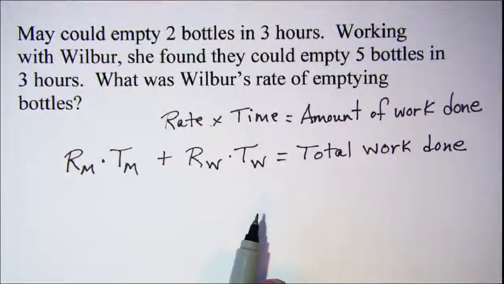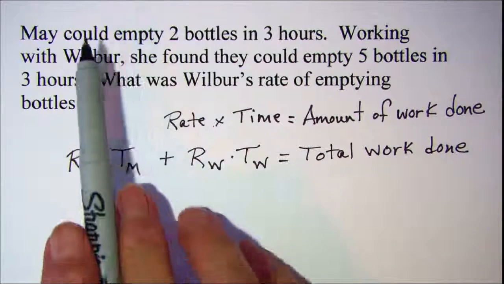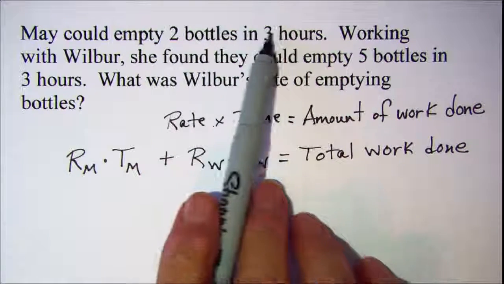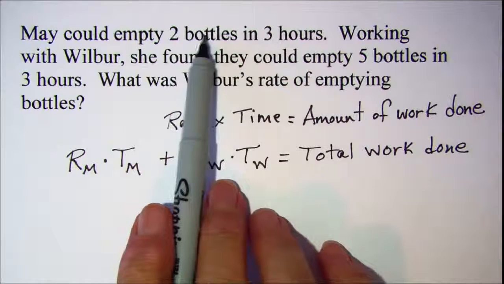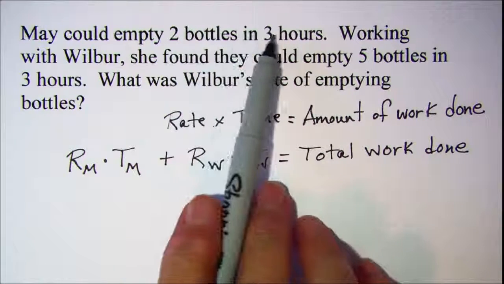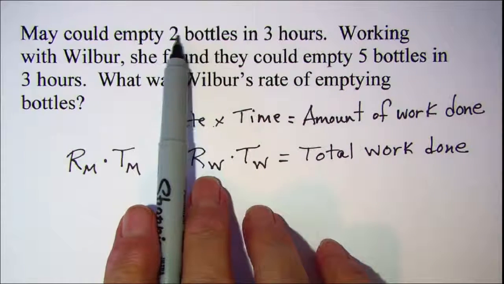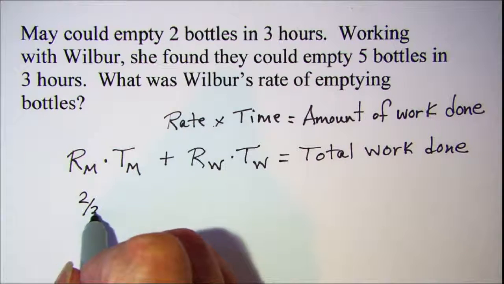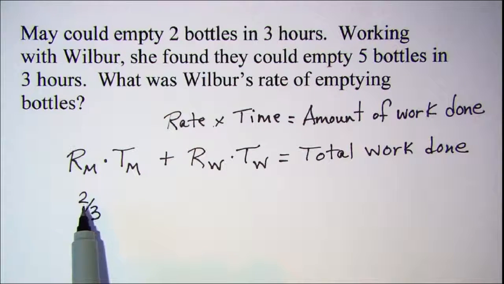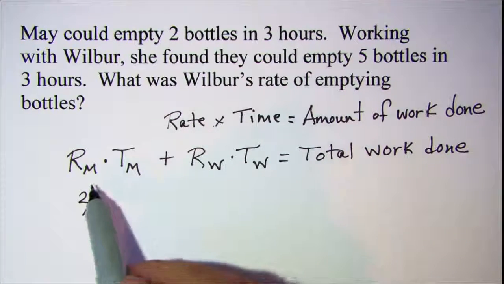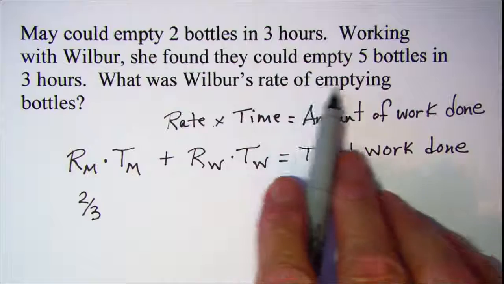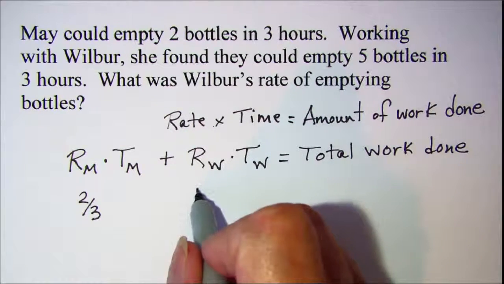Now let's read our problem again and fill in what we can. May could empty 2 bottles in 3 hours. This is May's rate. Rate of working is usually some amount of work done per unit of time. So she can empty 2 bottles in 3 hours. We would write her rate then as 2 over 3. So 2 bottles in 3 hours, or we could say 2/3 of a bottle per hour. So that's May's rate. And then it's also the last sentence, what was Wilbur's rate of emptying bottles? So we're looking for this.